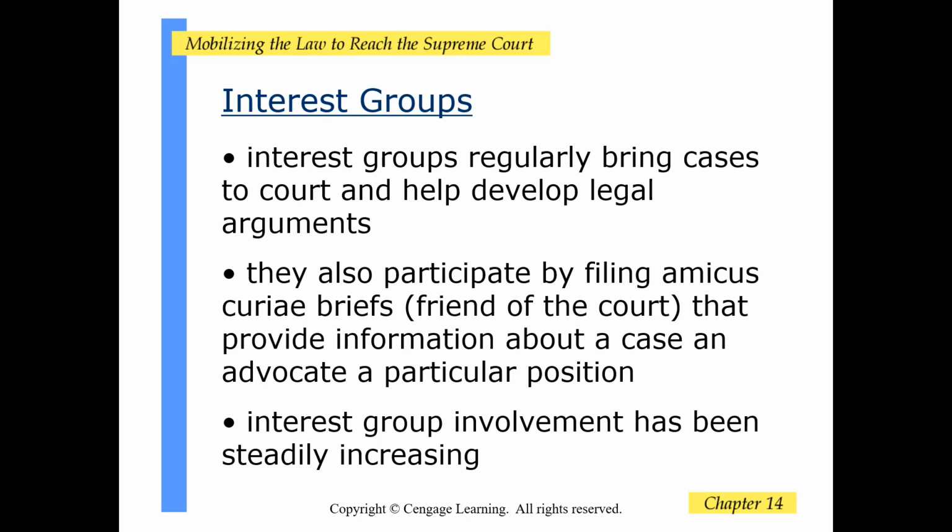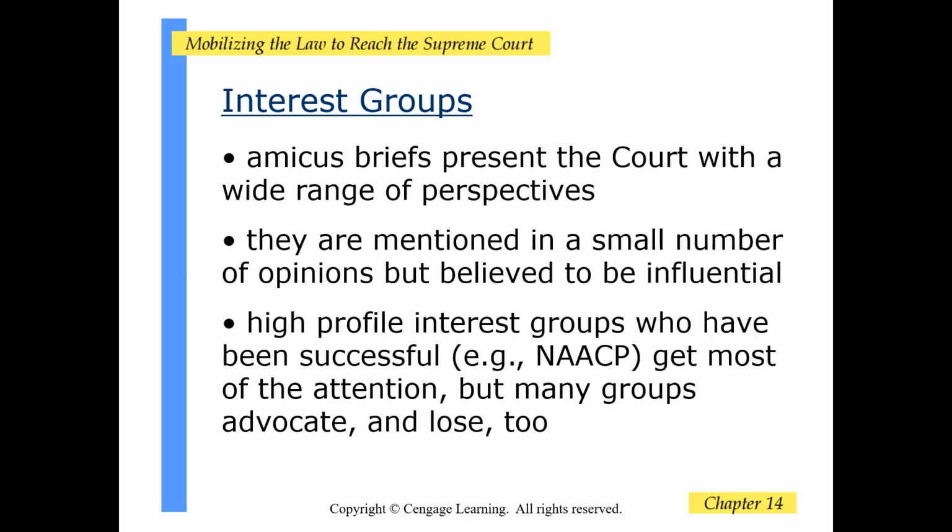Interest groups also regularly bring cases to court and help develop legal arguments. They also participate by filing amicus curiae briefs, or friend of the court briefs, that provide information about a case and advocate a particular position. Interest group involvement has been steadily increasing in Supreme Court cases.